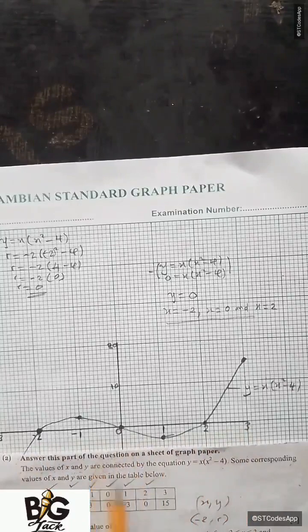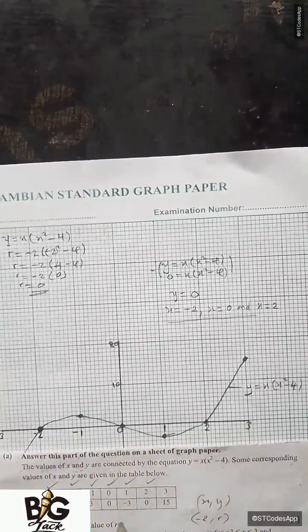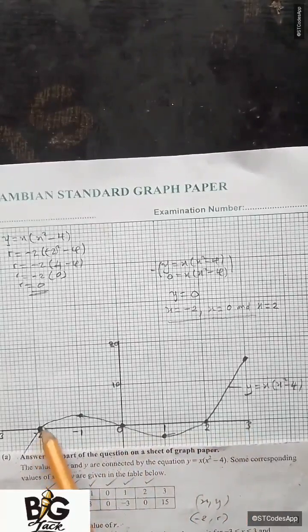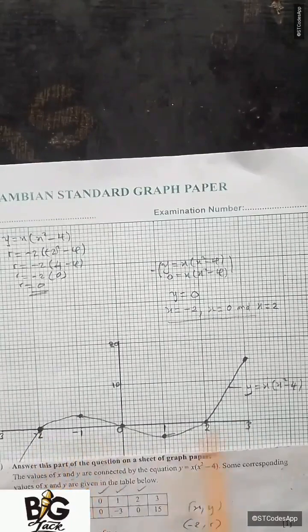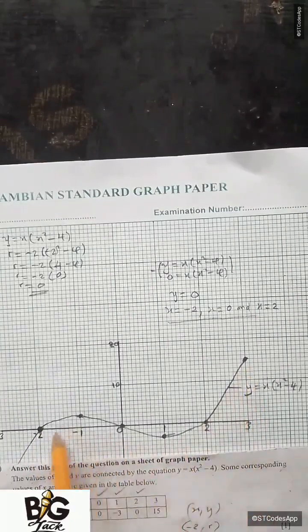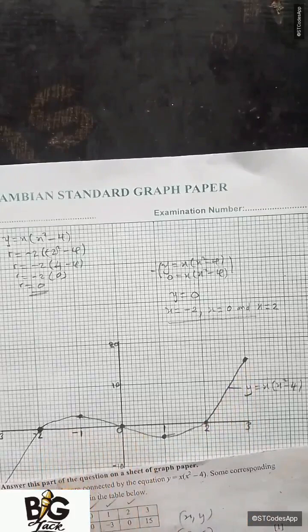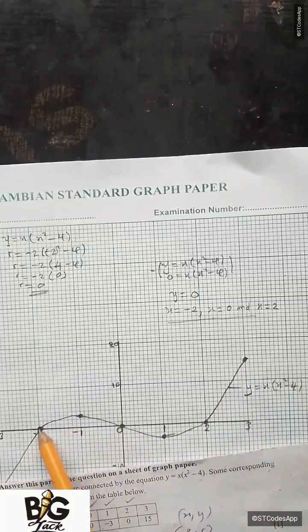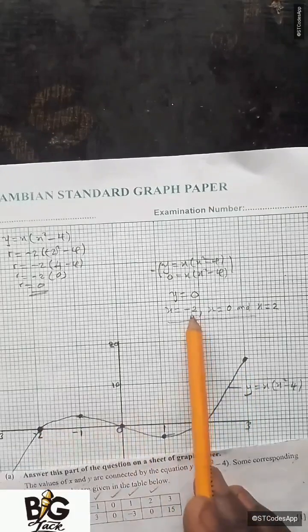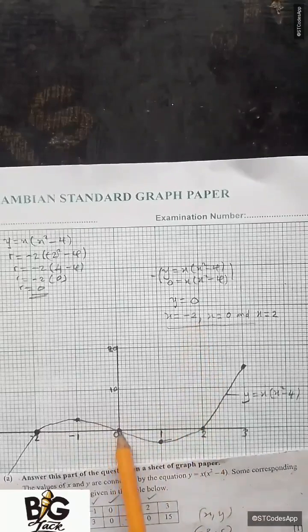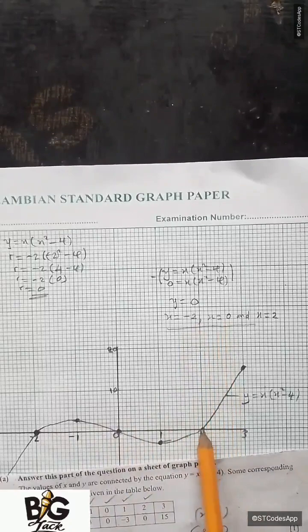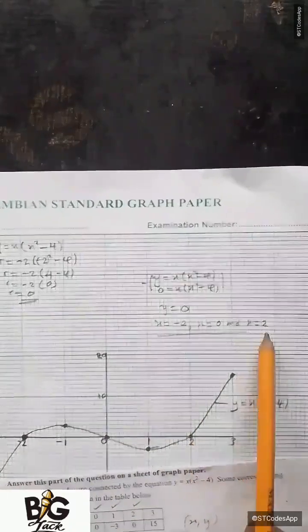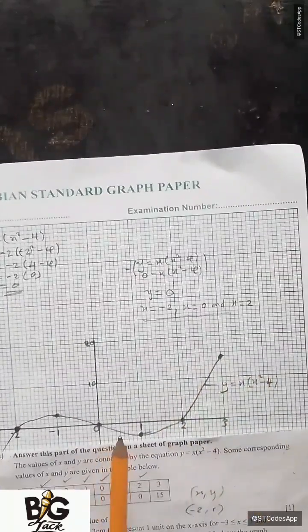Now, for you to get the values, you are going to get the values where the curve is passing. Remember, this line here is called the curve. So where the curve is passing, it is passing at this point here. So I'm going to say x is equal to negative 2. Then it is also passing at this point here, so x is equal to 0. And also at this point here, x is equal to positive 2.